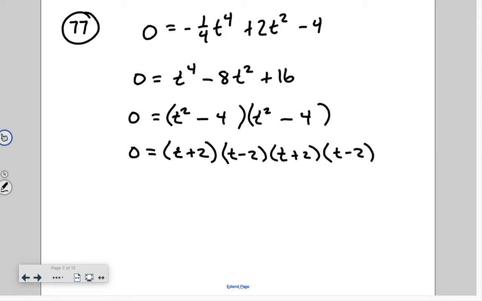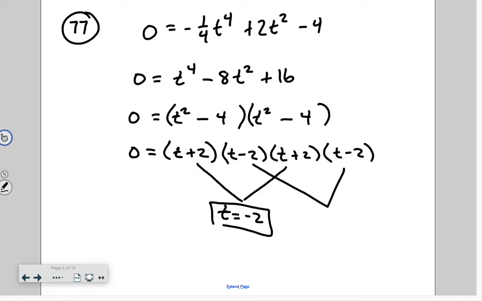Which means we have 4 total zeros. We've got 2 of these factors, t plus 2, so there's one double root at t equals -2. And we've got 2 more factors that are the same, so you have a second double root at t equals 2. So you only have 2 numbers, but they're both double roots, which is why it's still a 4th degree.